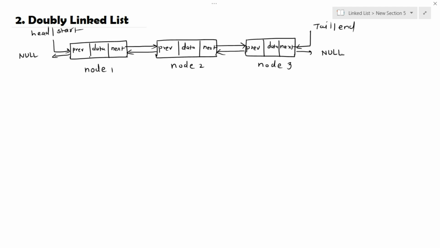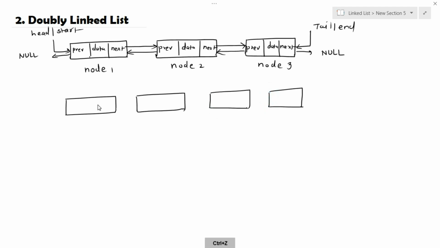Now let's see an example of the above representation. Again here I am going to create four nodes. So this is node 1, node 2, node 3 and node 4. Again all the nodes are divided into three buckets or three partitions.